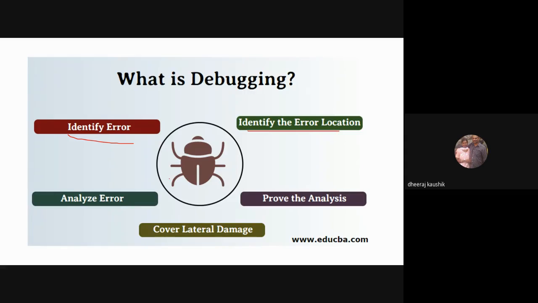identifying the error location, analyzing the error, proving the analysis, and then covering lateral damage. So these are the five parts of debugging. You need to make sure where the error is, what the error is, and what solves the error, and you need to make sure that your solution provides an effective solution. You should also make sure that your solution does not cause damage to other parts of your program. So if you are sure of these five points, then your program is bug free.